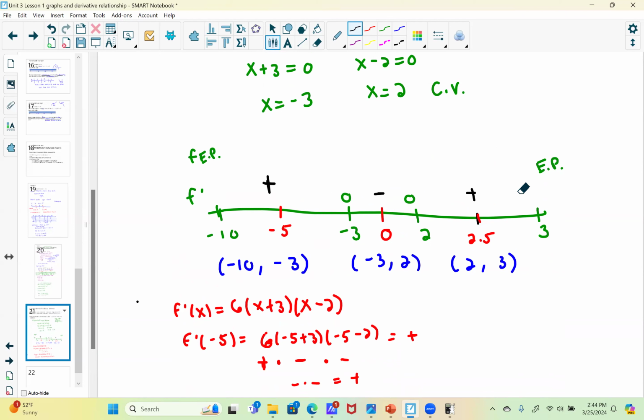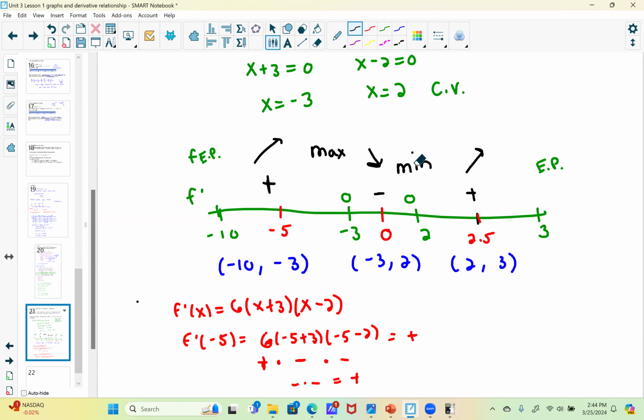So I do my test points, I plug that in, and then I'm going to see what's happening with f. So f is increasing from -10 to -3. It's decreasing from -3 to 2, and increasing from 2 to 3. Okay. So that means at -3, it's going up and then down. So I have a max. At 2, it's going down and then up. So then I have a min.